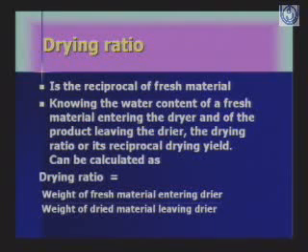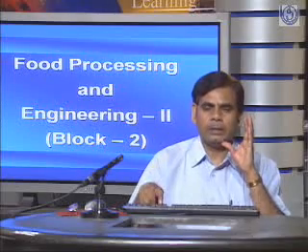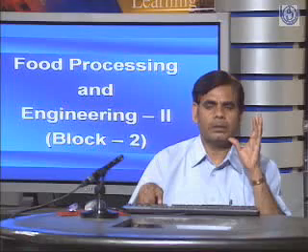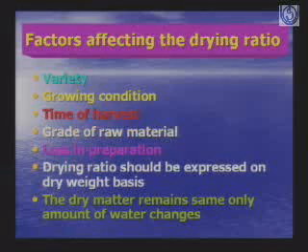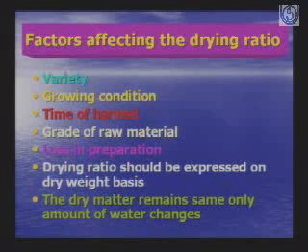Then the drying ratio. This is the ratio relating to fresh materials. Knowing the water content of the fresh material entering the dryer and of the product leaving the dryer, the drying ratio or reciprocal drying ratio can be calculated from the weight of fresh material entering the dryer and the weight of material leaving the dryer. Then what are the factors which affect the drying ratio? There are many factors. Variety also affects the drying: different types of varieties, whether it contains a high or low amount of water, good quality of nutrient or pulp, etc.